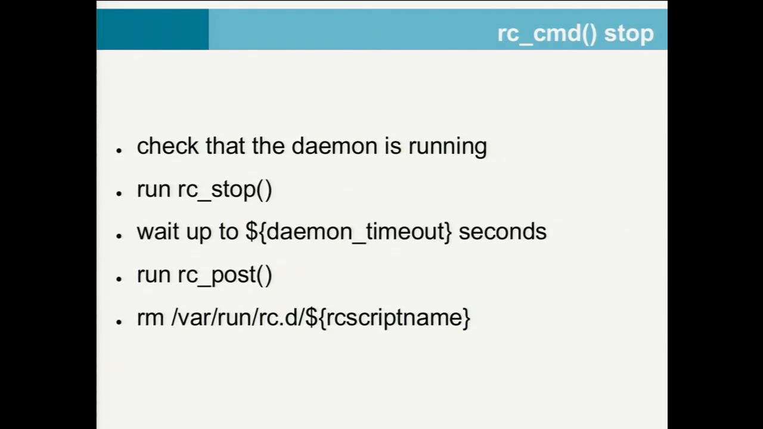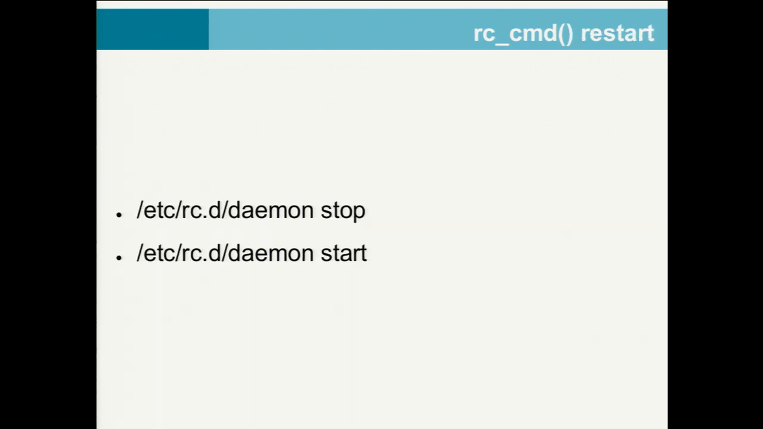rc_cmd stop. So rc_check to check that the daemon is running. Then we run rc_stop. Then we wait up to the timeout again. Then we run rc_post. And then we remove the file that we created with rc_start in /var/run/rcd. And restart is, as I said, just foobar stop and foobar start.